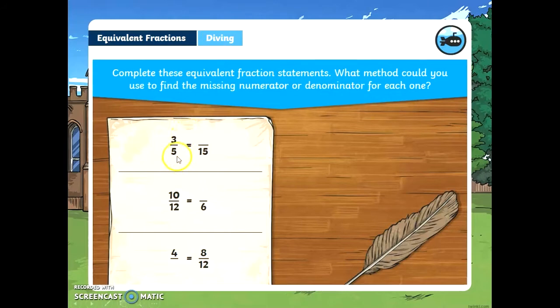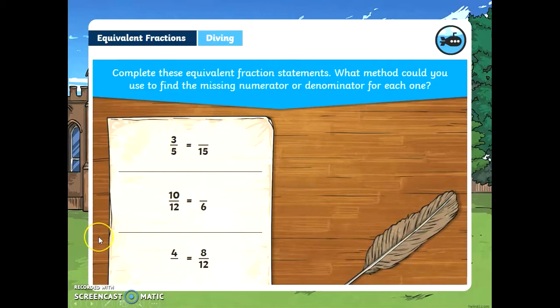Can you spot the relationship, that multiplicative relationship, what factor I would times 5 by to get to 15? Well, hopefully you know your 5 times table and you could do 5, 10, 15. You know that 5 times 3 is 15. So if 5 times 3 is 15, I've multiplied my denominator by 3, so I've also got to multiply my numerator by 3. So 3 times 3 is 9. So 3/5 will be equal to 9/15.